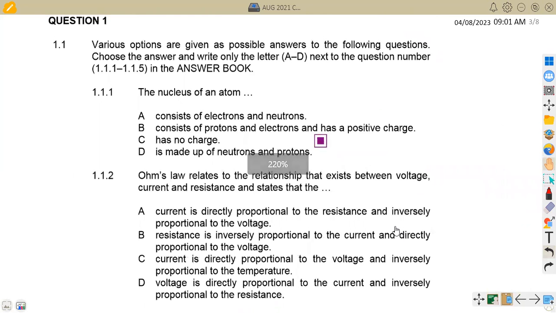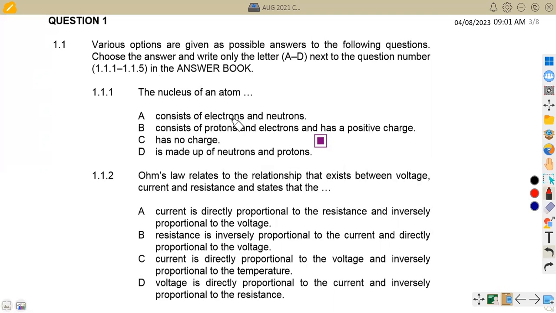We are given various options as possible answers to the following questions. Choose the answer and write only the letter A to D next to the question number, okay? The nucleus of an atom, okay? So we are given here, what is the nucleus of an atom?